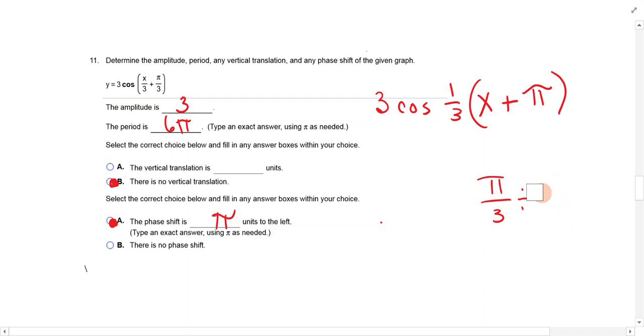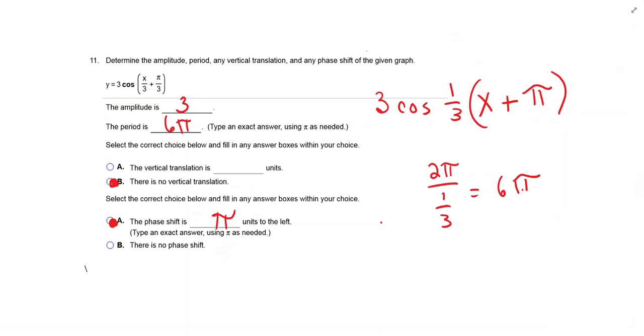All right, now we can figure out our stuff. So amplitude is 3, period is 2 pi over 1/3, flip, and you get 6 pi. No vertical translation. The phase shift is pi units to the left. So we need to make sure that this is a plain x at the start of that parentheses. Just remember that.